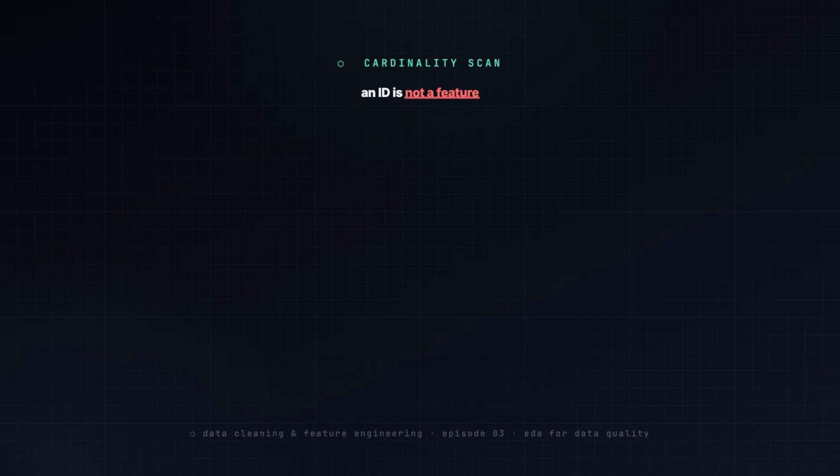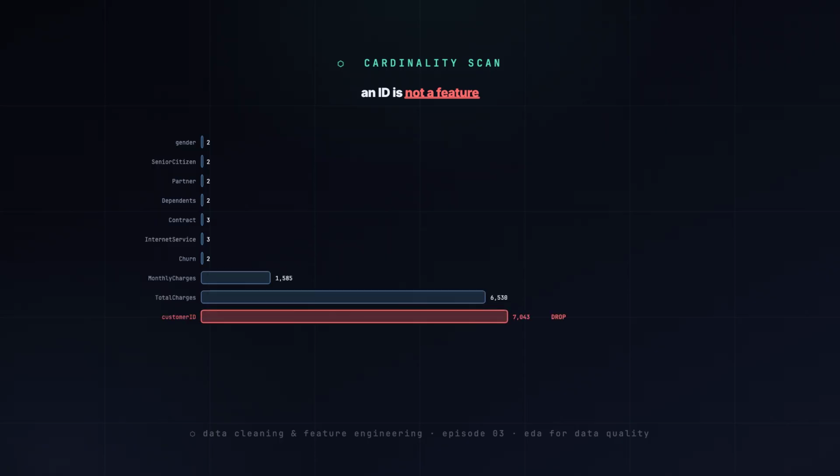Third question, which columns are secretly useless? We count distinct values per column, its cardinality. Most columns have just 2 or 3, but customer ID has 7043 distinct values, one per row. That is a perfect identifier and a useless predictor. We flag it now to drop later.